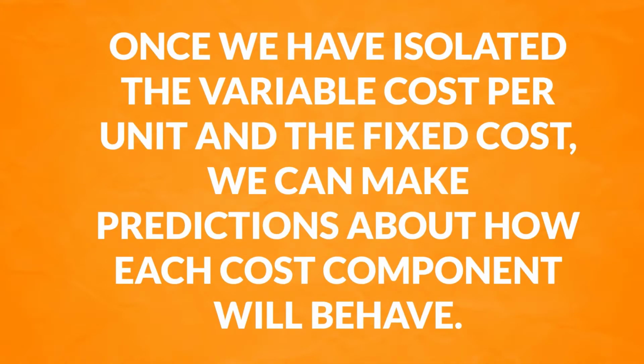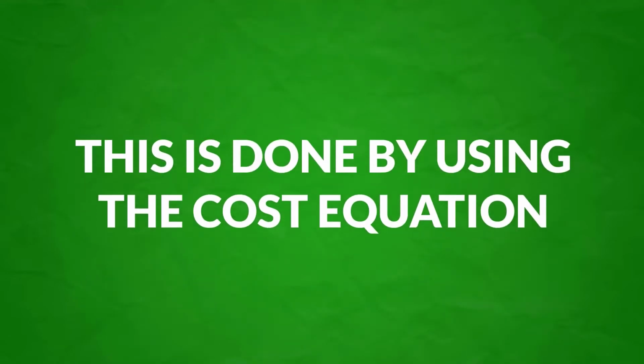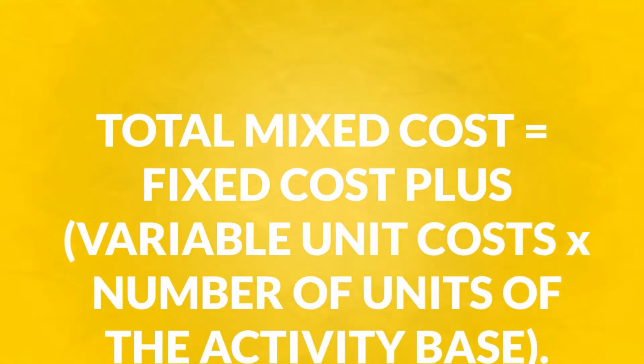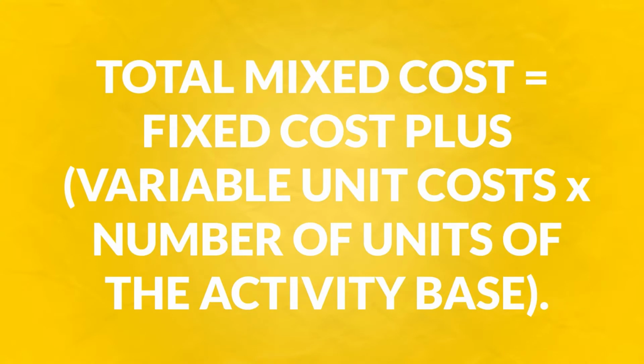Once we have isolated the variable cost per unit and the fixed cost, we can make predictions about how each cost component will behave. This is done by using the cost equation: total mixed cost equals fixed cost plus the product of the variable unit cost times the number of units of the activity base.